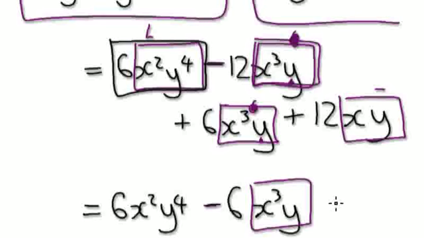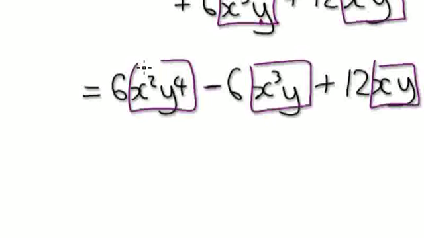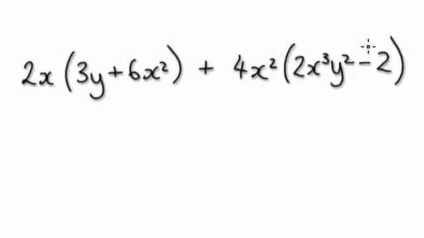Okay, and then here it will be plus 12xy. And then have another quick glance. Look, any of these the same? They're all different. So this would be your final answer. Okay, you can't simplify anymore. Okay, let's see. Your turn now. Let's try and do this.